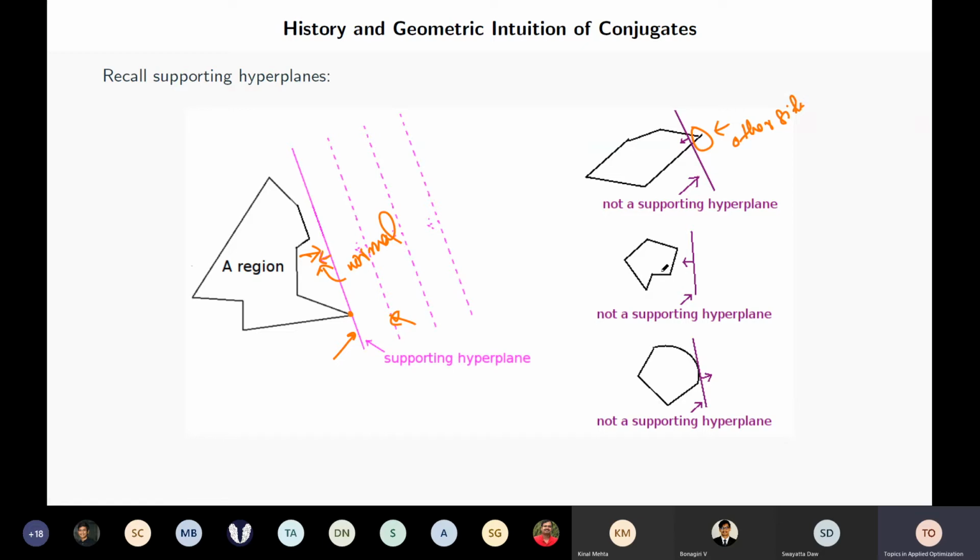This is not a supporting hyperplane because it's not passing through one of the points. So that's why this is also not a supporting hyperplane. And here this is again not a supporting hyperplane because your normal has a different direction.